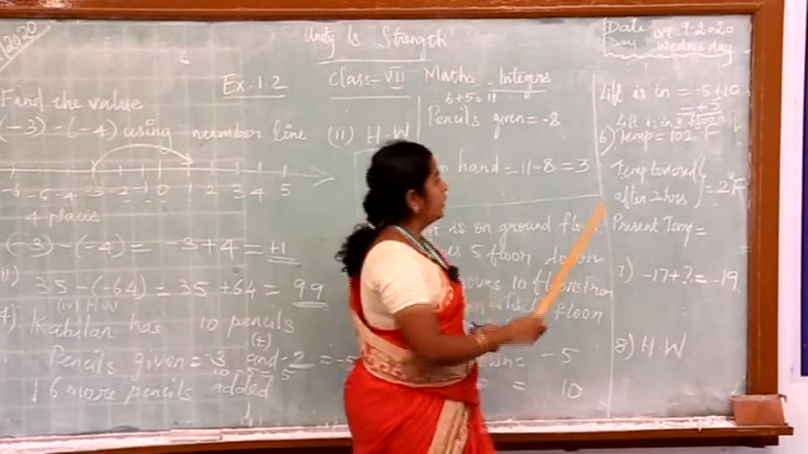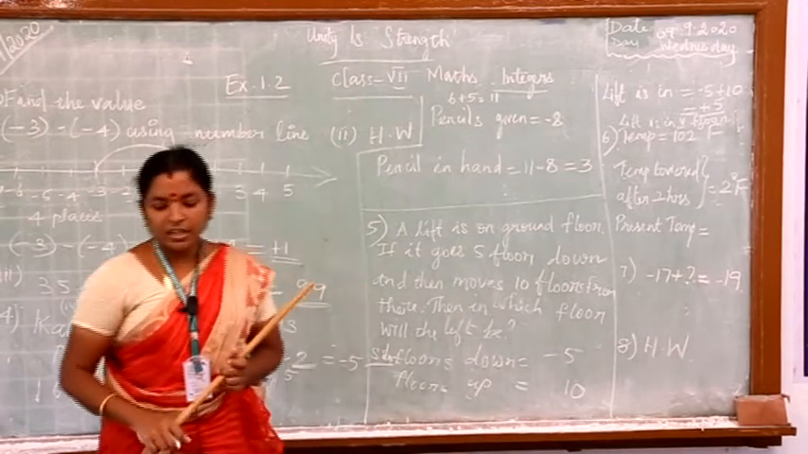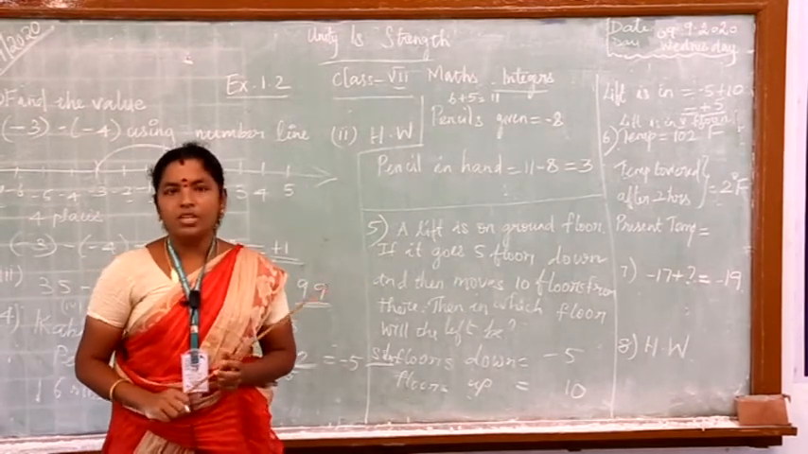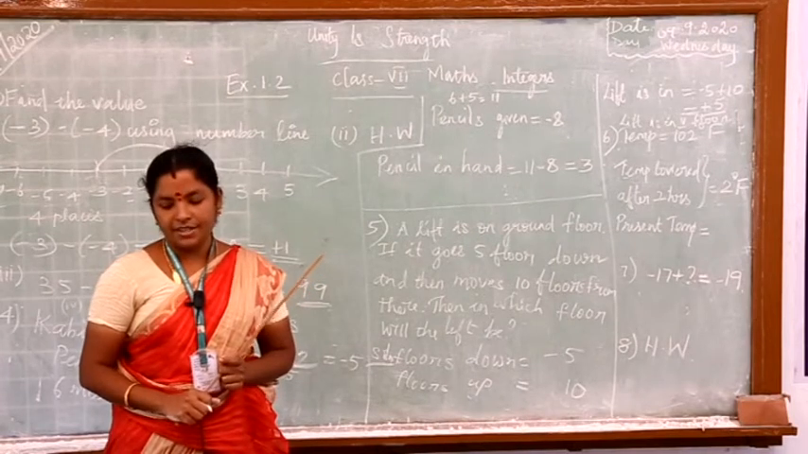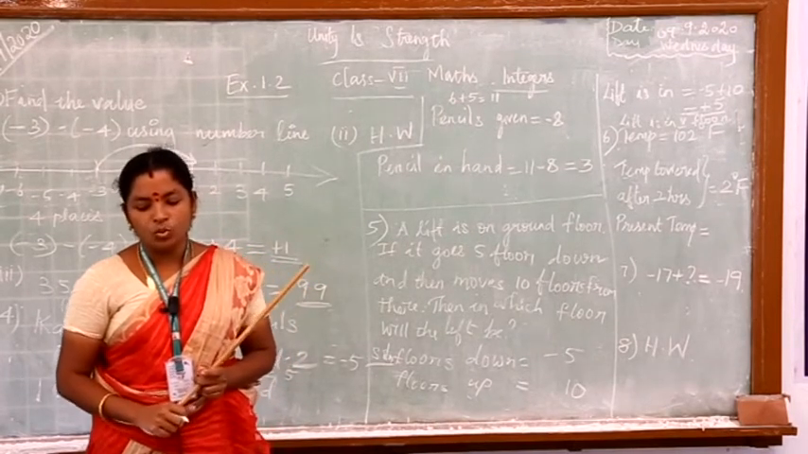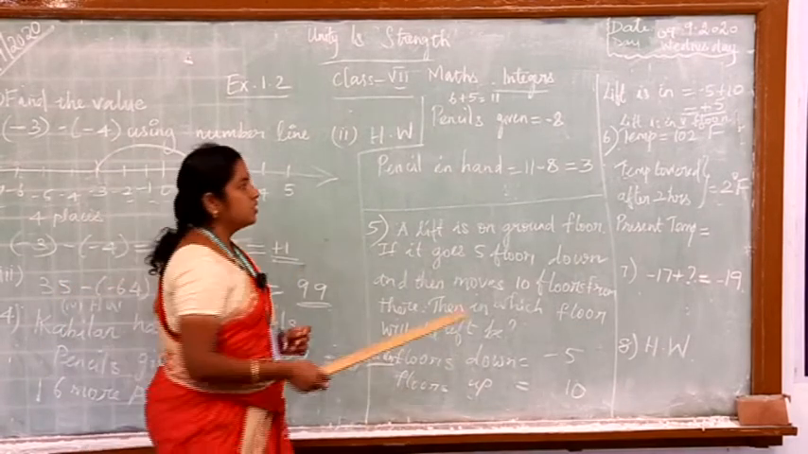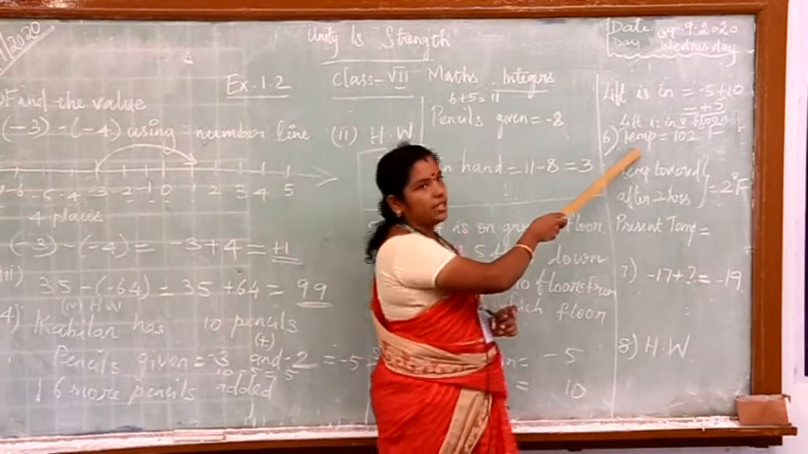Okay. Now, we will be going for the 6th question. So, the 6th question is, when Kala woke up, the body temperature was 102 degree Fahrenheit. She took medicine for her fever. After 2 hours, it was 2 degree Fahrenheit lower. What was the temperature then? So this is the question. So what is the present temperature?